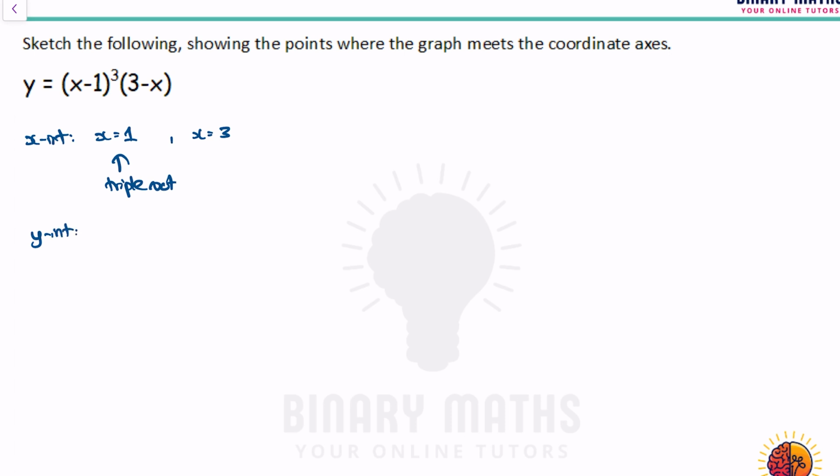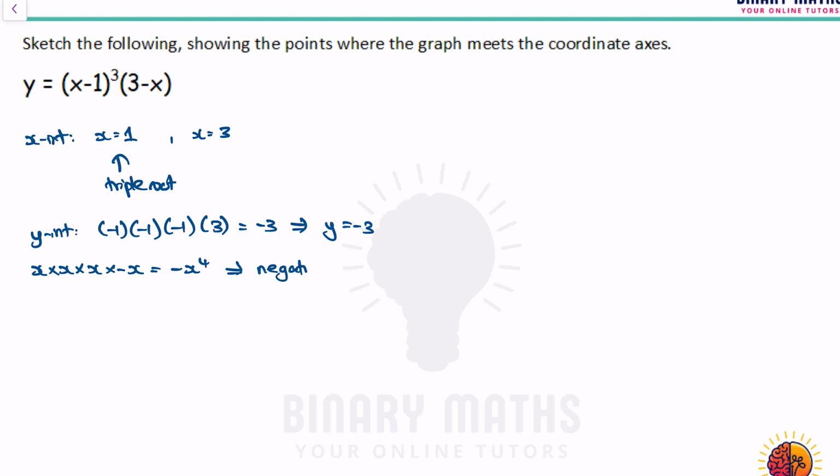Y-intercept is -1 times -1 times -1 times 3. So multiply all the constants together, I end up getting -3, which implies y is equal to -3 is your y-intercept. When I expand my x's, I get x times x times x times -x, which is -x to the power 4, which means it's a negative quartic, which implies it's going to start off at quadrant 3, end up at quadrant 4.